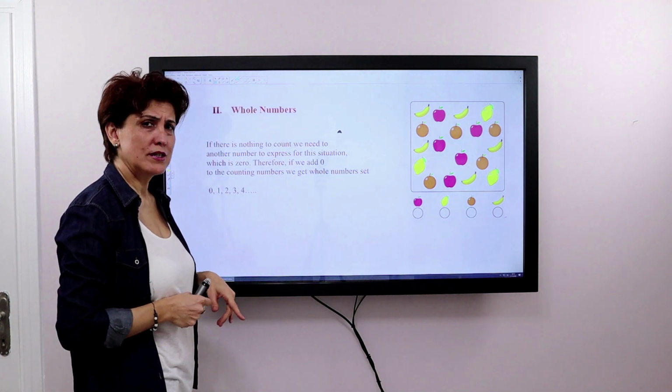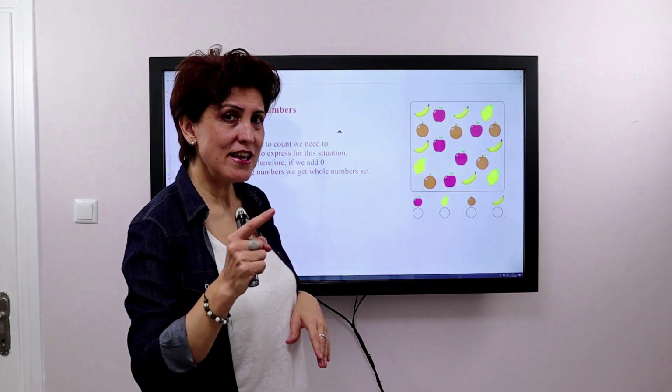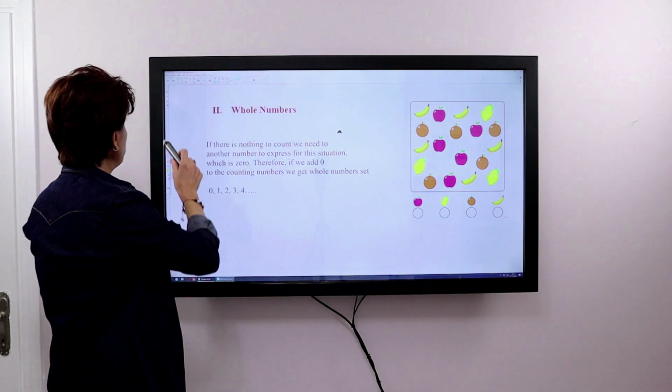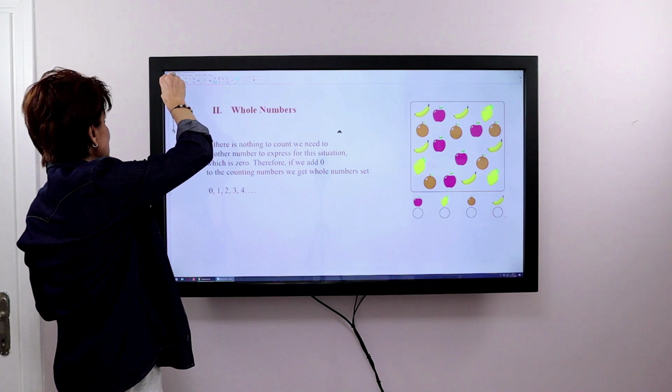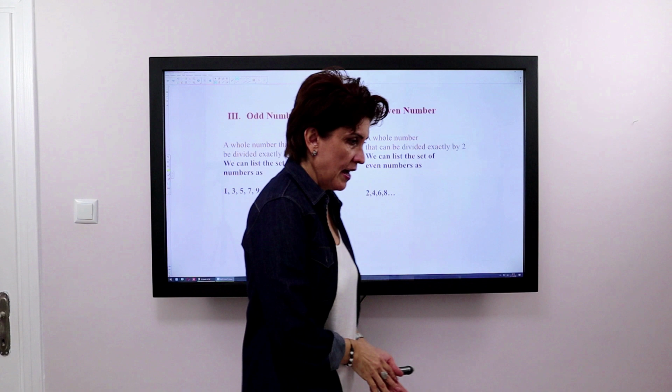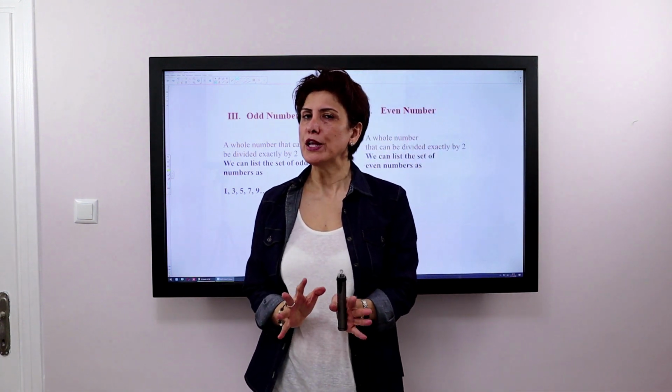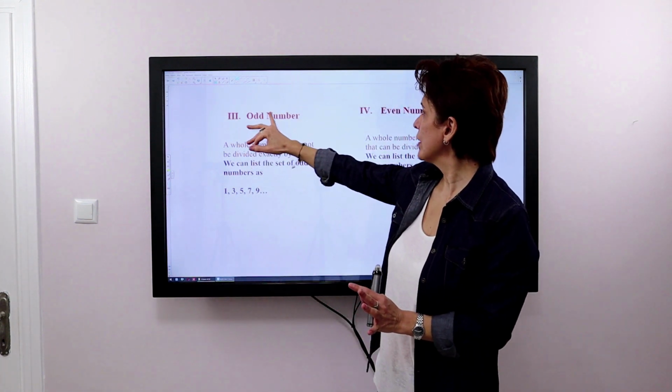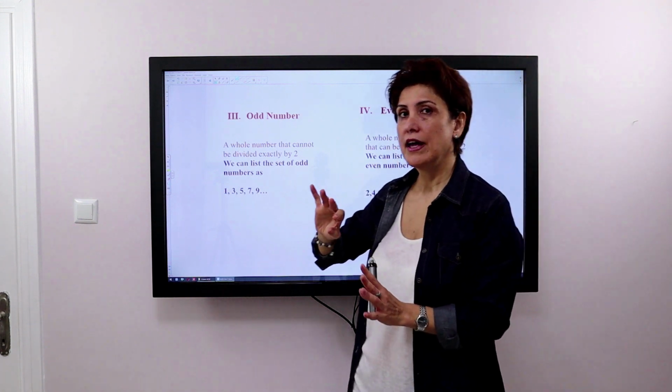What is the smallest whole number? It is 0. The biggest one, we don't know, right? And according to the property of whole numbers, we divide them into odd numbers and even numbers. How?